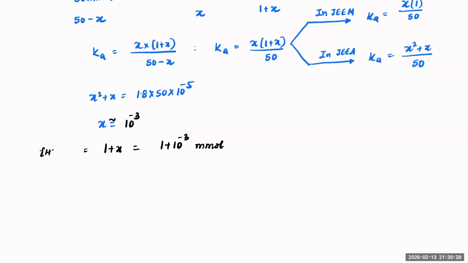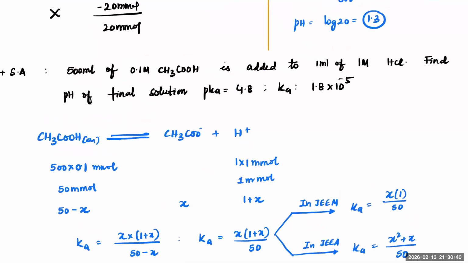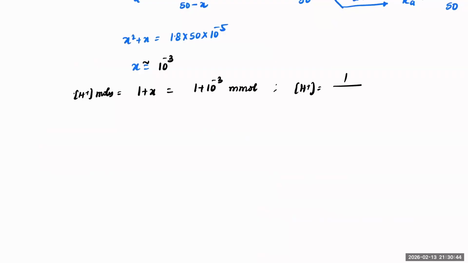H plus moles. Now, what will be the concentration of H plus ions now? In that case, if I ignore that 10 raised to power of minus 3, it will be simply 1 by total volume. Total volume is 500 plus 1, but this 1 ml can be ignored. So divided by 500. Okay, so therefore, pH will be equal to log of 500, which is 2 plus log 5, which is 0.7.